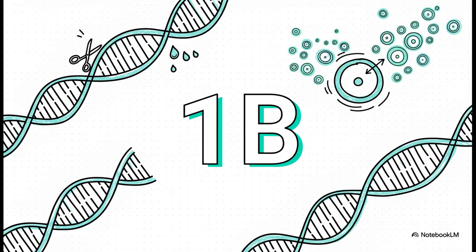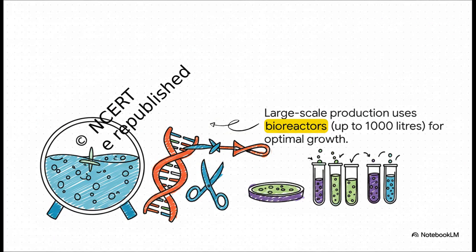Just think about this. By repeating that 3-step cycle only about 30 times, which takes maybe a couple of hours, you can get over 1 billion copies from just one starting molecule of DNA. 1 billion. That's more than 100 crores of copies. Just incredible. Right, so PCR gives us billions of copies of our gene, which is the recipe.